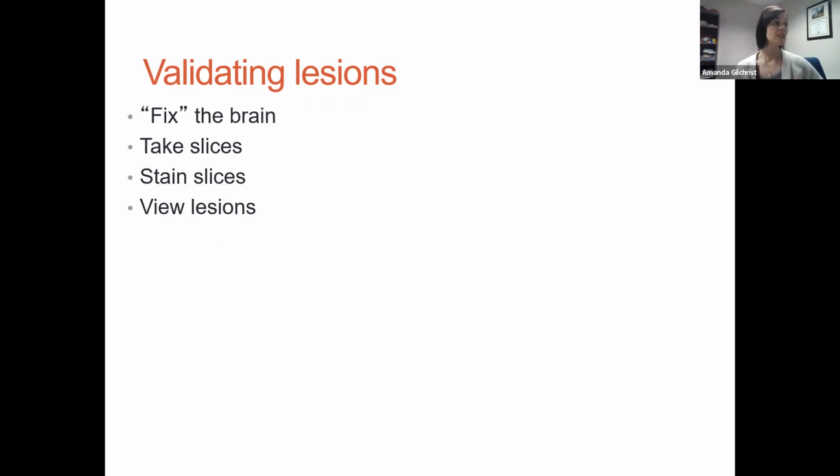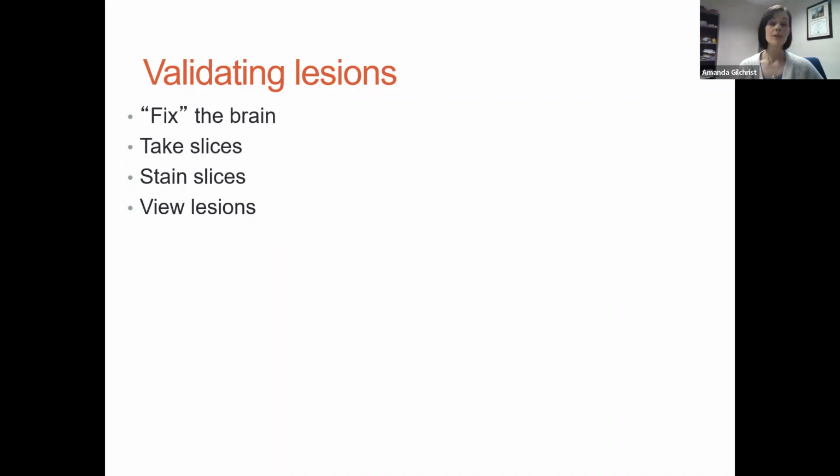So once you've done that, you're going to take slices of the brain according to stereotaxic coordinates. So you have all of these little thin slices with labels for where they're located in the brain. Then you're going to stain them. Now, depending on certain cases, you may want to stain the cell bodies. Where there is damage in the tissue, you're going to see a hole in that stain.